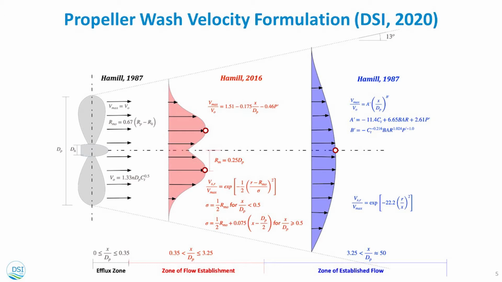A very near zone near the prop called the efflux zone. Then there's a period after the efflux zone known as the zone of flow establishment, where the jet has distinct parts that are associated with the hub and then the propeller blades themselves, and then eventually the fusion of the jet ends up establishing just a single, more Gaussian type distribution of the velocity jet known as the zone of established flow.